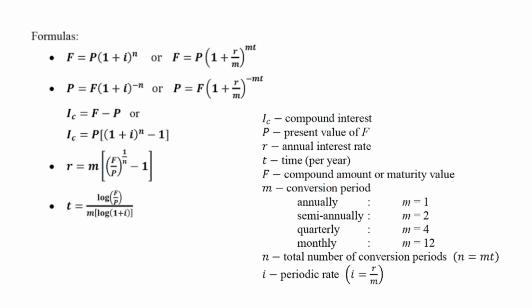These are the formulas. IC is compound interest, P is present value, R is annual interest rate, T is the time in years, F is compound amount or maturity value, M is the conversion period, N is the total number of conversion periods, and I is the periodic rate.